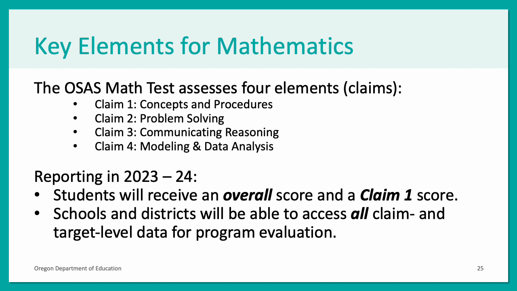For this school year, students will receive an overall composite score and a Claim 1 score. Schools and districts will still have access to claim and target level data for program evaluation and planning. Again, please check the Oregon Accessibility Manual for specific allowable supports.